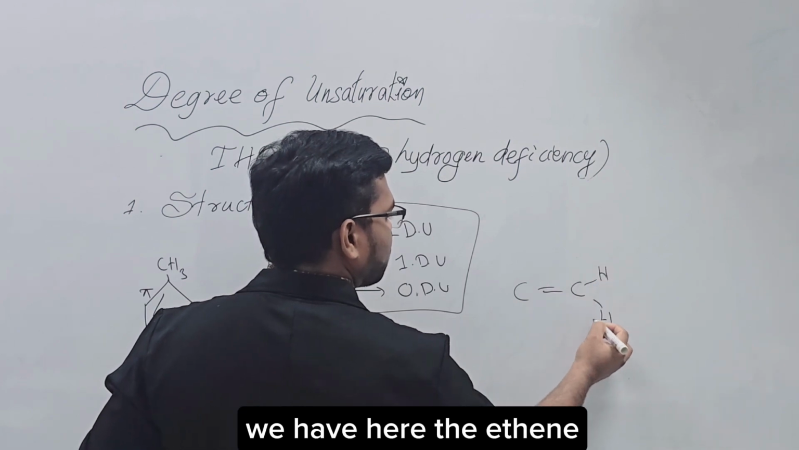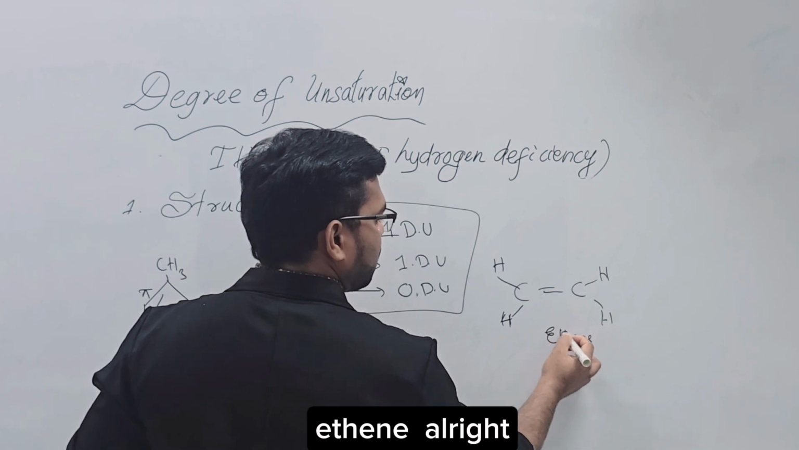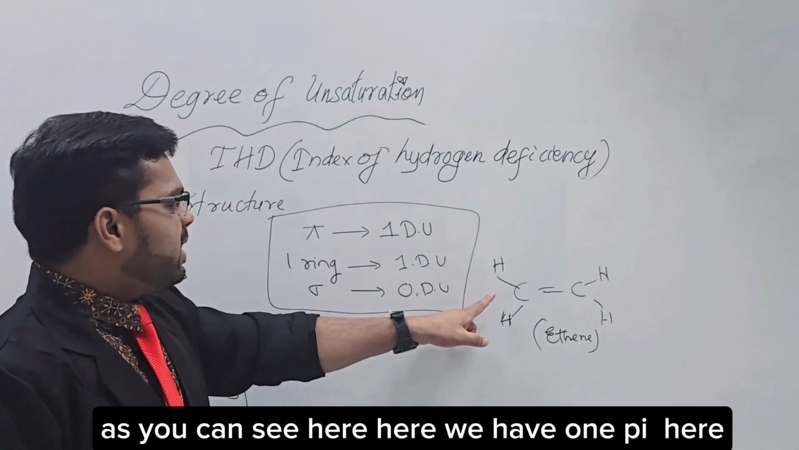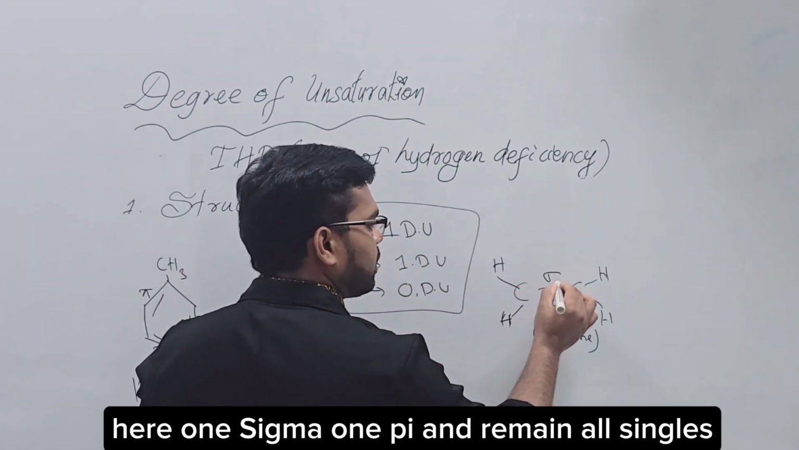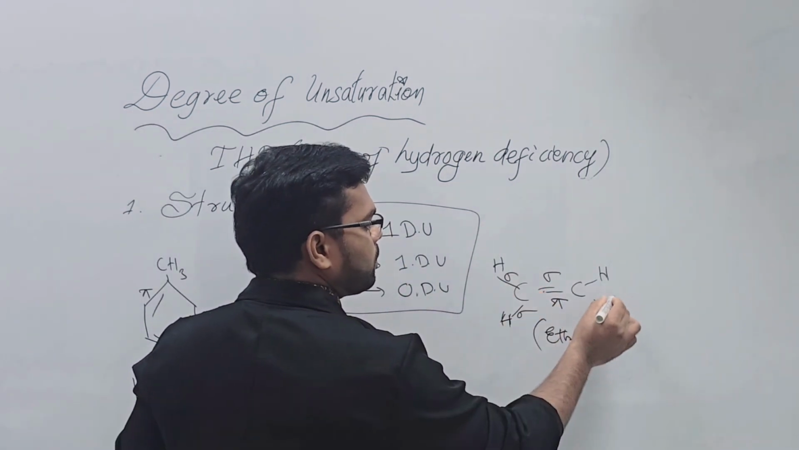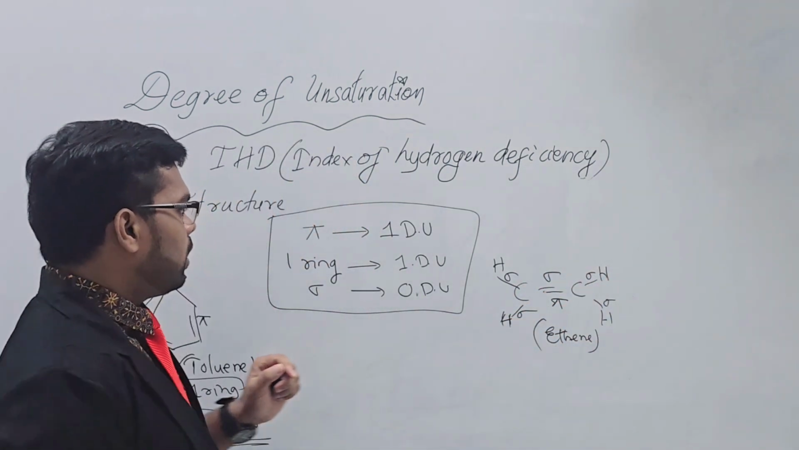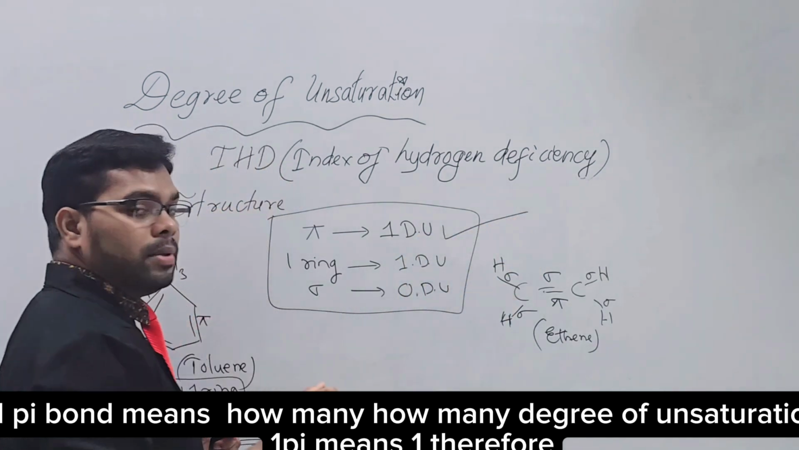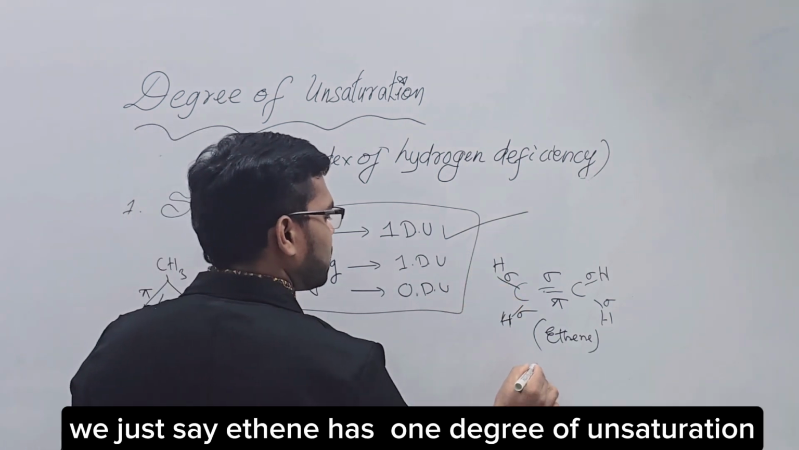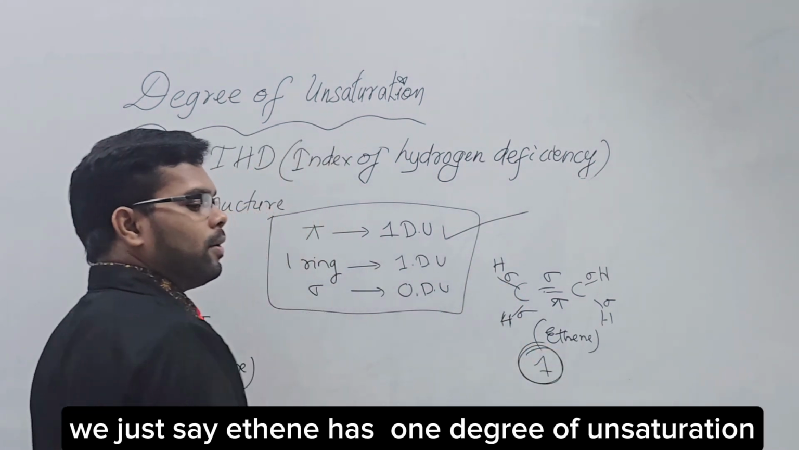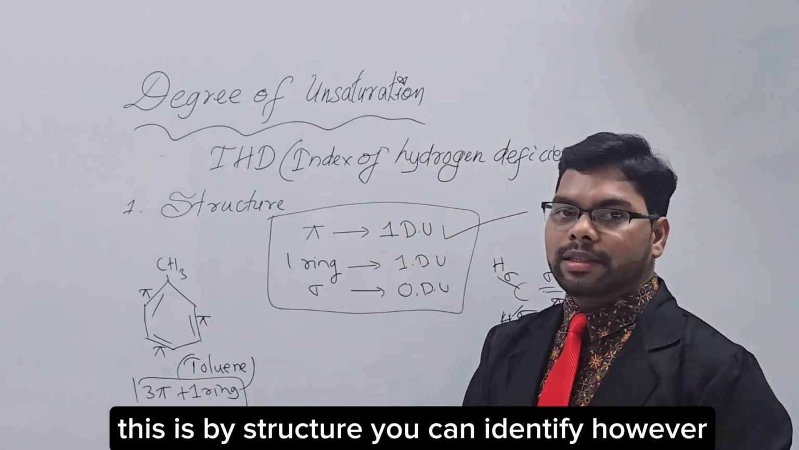Alright, the next compound we have is ethene. You can see clearly we have one pi bond here. Double bond means pi bond. Here one sigma and one pi, and the remaining are all single, so only sigma bonds. One pi bond means how many degrees of unsaturation? One pi means 1 degree of unsaturation. Therefore, we simply say an alkene has 1 degree of unsaturation. This is how you can identify it by structure.